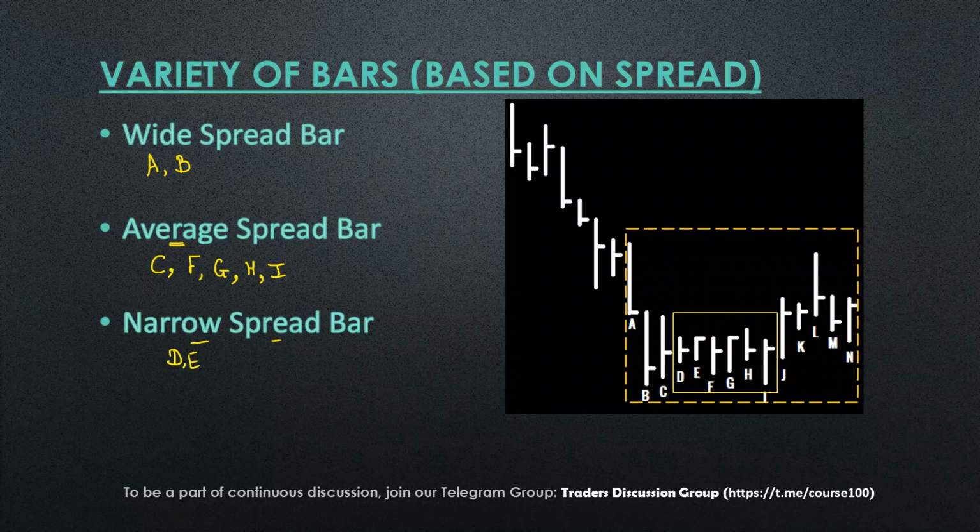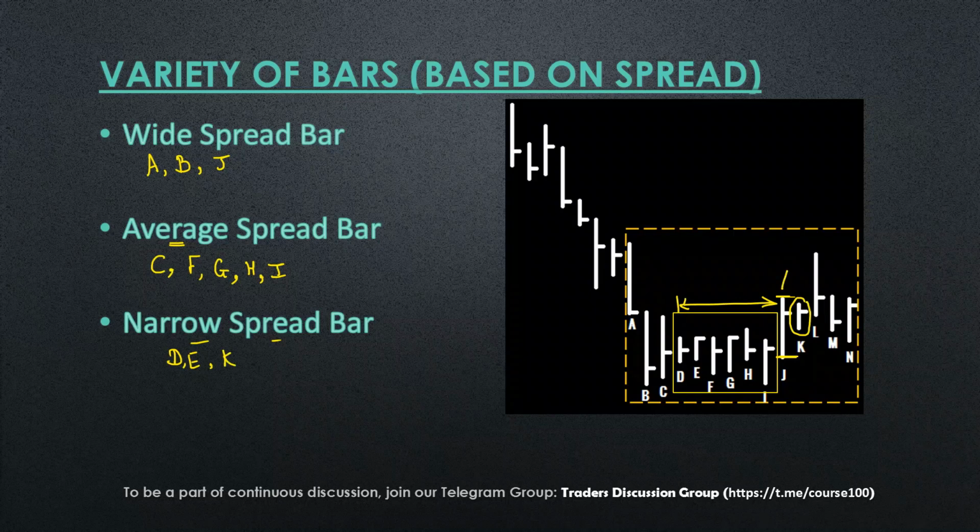Compared to the previous bar, the range of this bar is much higher. So in that regard, we will say my J bar is a wide spread bar. Based on the many bars from D to K, I can simply say my K bar is a narrow spread bar.